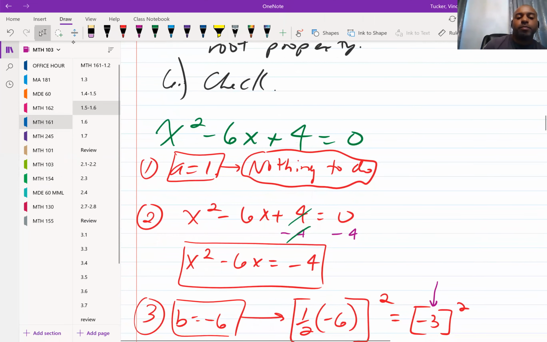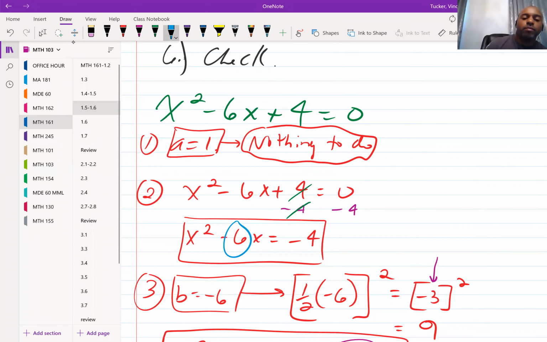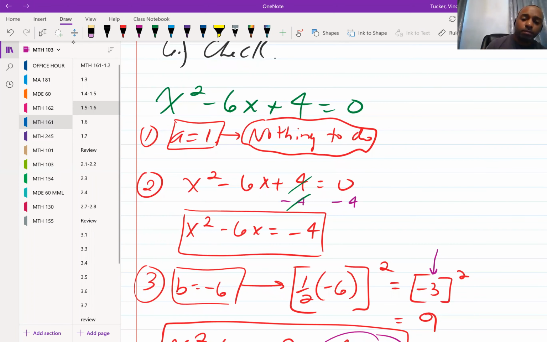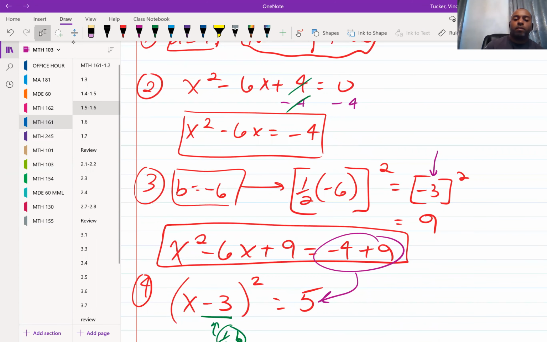All right. So step 3, we're going to take half of b. B is -6. That's what's sitting in front of your x. So we're going to take half of -6 and then square it. So half of -6 is -3. Squaring that is 9. And then add that 9 to both sides of your equation. We're in step 3. So notice now we have x squared minus 6x plus 9 equal to -4 plus 9. So most definitely don't forget that whatever you do to one side of your equation, you have to do to the other in order to keep your equivalency. So that's why you have to add 9 to both sides of your equation. All right. Any problems with step 3 or any problems up to step 3?